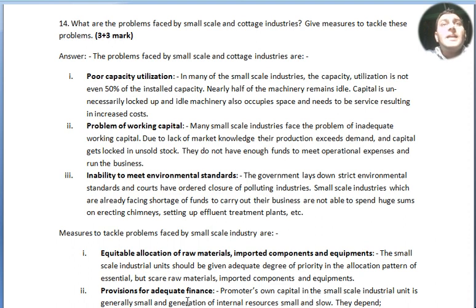Point number 3, inability to meet environmental standards. The government lays down strict environmental standards and courts have ordered disclosure of polluting industries. Small scale industries which are already facing shortage of funds to carry out their business are not able to spend huge sums on erecting chimneys, setting up of effluent treatment plants, etc.